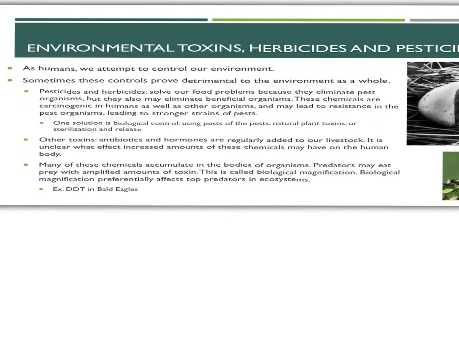One of the responses to this problem is biological control. So there has been a lot of research recently into biological control using pests of the pests, natural plant toxins, or sometimes they will develop a strain of sterilized members of that particular pest, release those into the environment, and they knock down the population because they go out and mate with everybody and nothing happens because they're sterilized. So another example, of course, using pests of the pests.